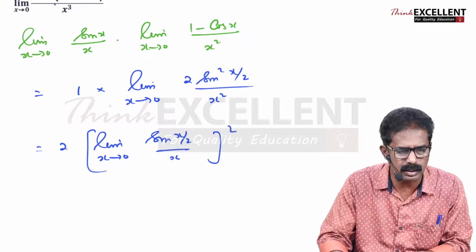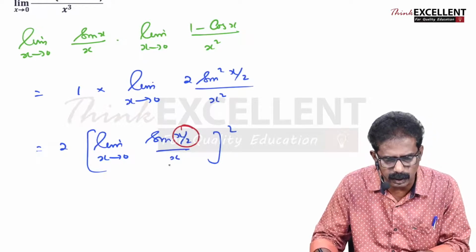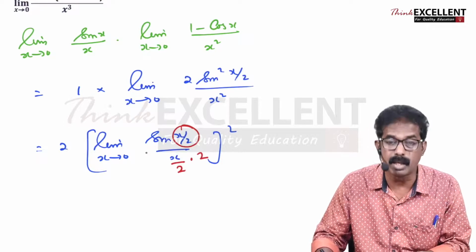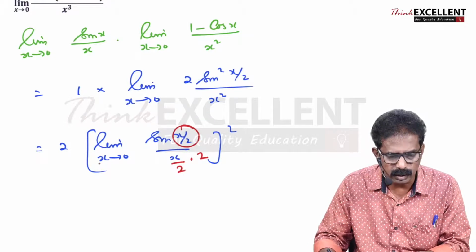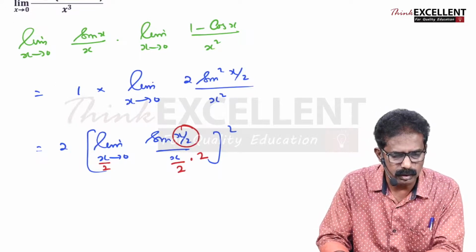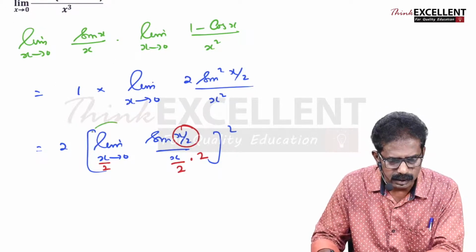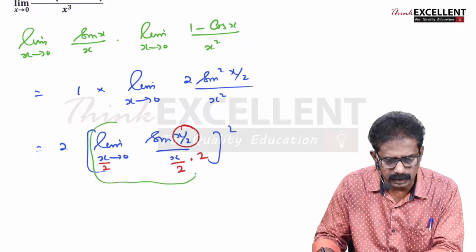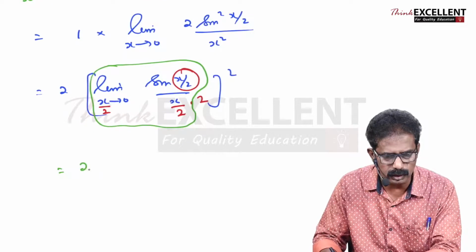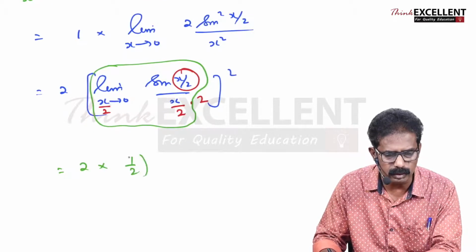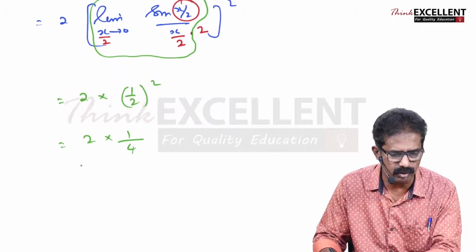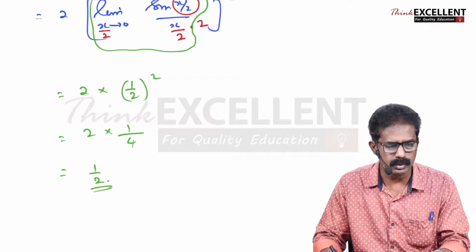If I want to use the trigonometric limit, since it is x by 2, I want x by 2 here. So divide by 2 and multiply by 2 in the denominator. As x tends to 0, x by 2 also tends to 0, right? So now, for this part, limit theta tends to 0, sin theta by theta is 1, right? So you are getting 2 into 1 by 2 the whole square. That is 2 into, 1 square is 1, 2 square is 4, cancel, 1 by 2 is your answer.